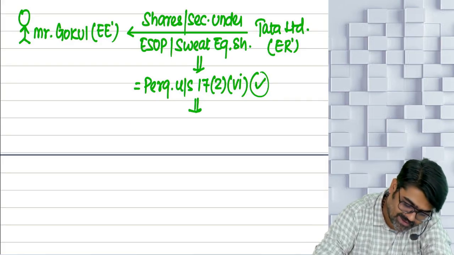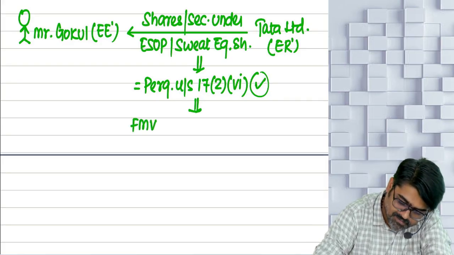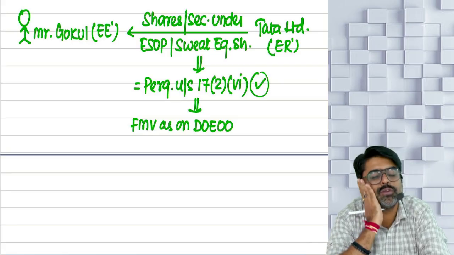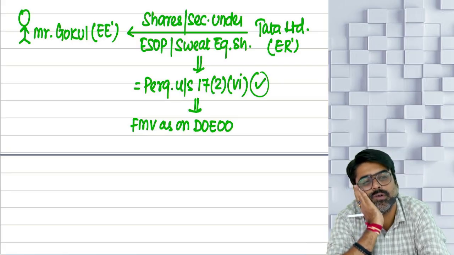The fair market value as on DOEO. Sir, what is this DOEO? Date of exercise of option.